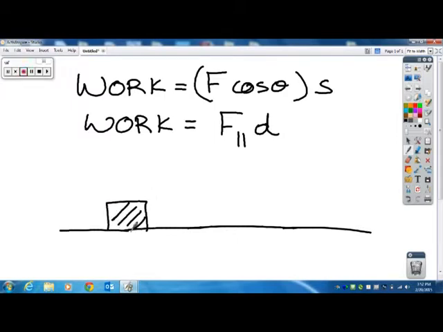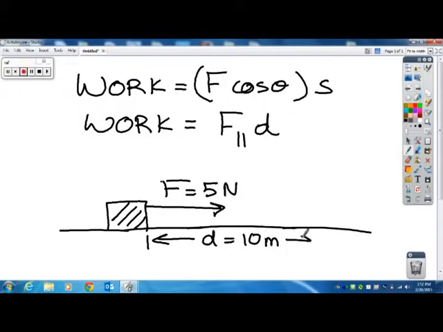So in the first scenario, let's make things simple. We're going to say it's on a frictionless surface, so you don't have to worry about the force of friction. And we're going to say there's a force pulling this object to the right. So there's a force of 5 newtons that pulls this object to the right and displaces the object 10 meters. So the first question is pretty simple: how much work is being done on this object?